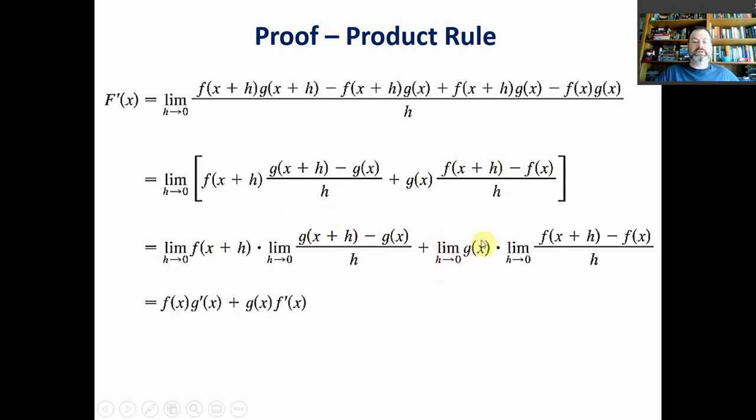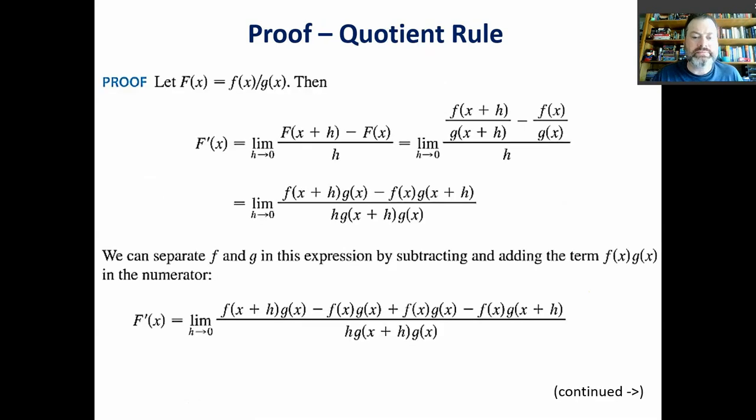This is just g of x. And this is f prime of x. So that's the product rule. That's a pretty interesting one. So read it over. Make sure you know what it means. And last one, quotient rule. Very similar to the product rule.